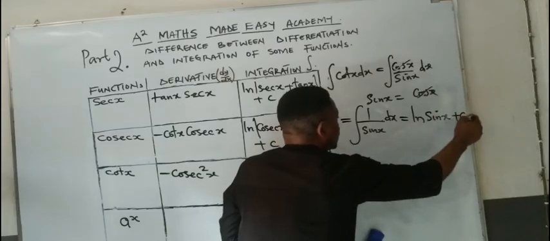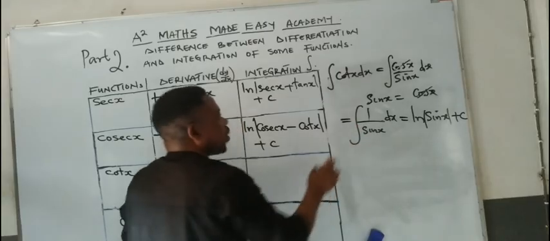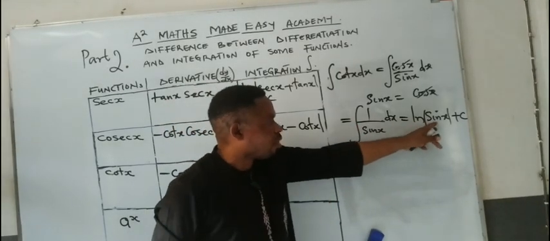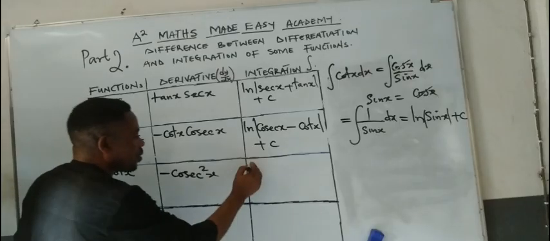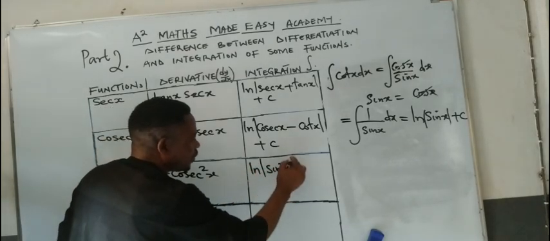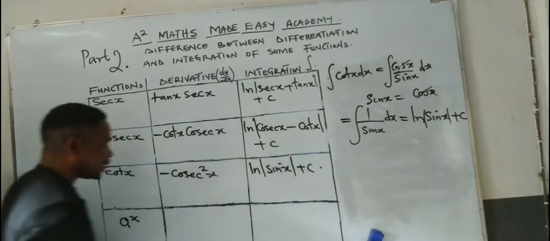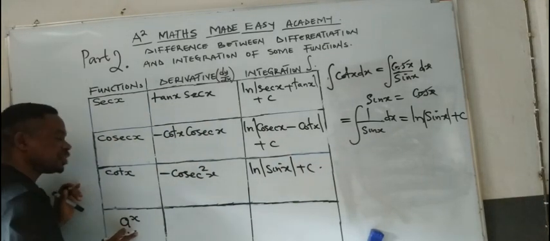Sine x plus C. So anytime you are asked to integrate cos x, what is the answer? Ln of sine x plus C. So what do I put here? I will now go here and put ln of sine x. Are you with me now? Then plus C. And that is the final answer. Now the last one is what we call a natural log.